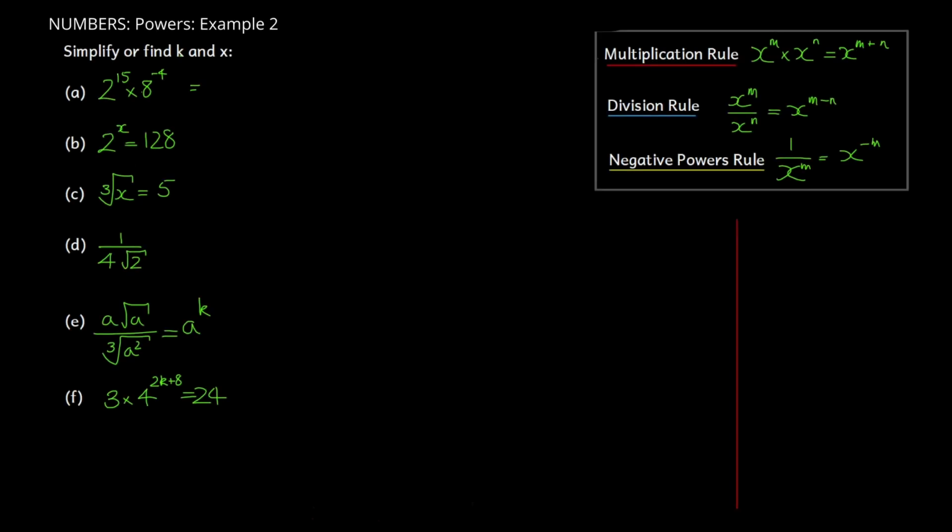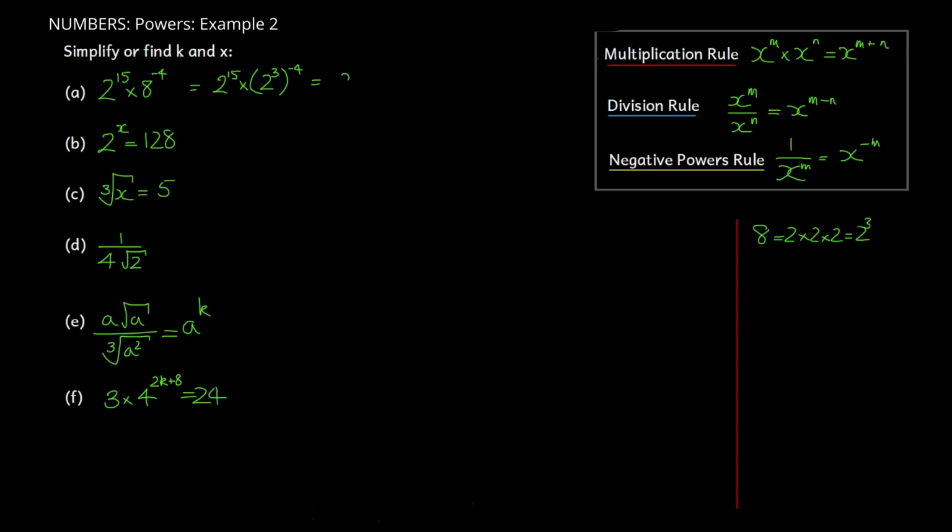Question A. We can't really put those together using the multiplication rule unless we have the same base number. So if we go over here, 8, I hope you'll know, is 2 times 2 times 2, which we could express as 2 cubed. So instead of the 8 as written in the equation, I can replace that with 2 cubed. So we get 2 to the 15 multiplied by 2 to the power 3, and using a bracket, raised to the power of negative 4.